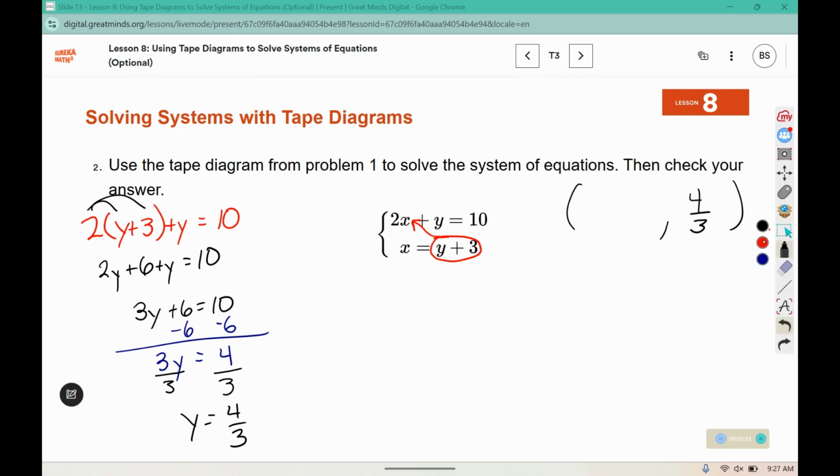And now we need to plug the y value back into one of these equations. So I have x equals 4/3 plus 3. Well, if I was going to make that out of 3, it's currently out of 1. So I need to multiply the top and bottom by 3 to turn it into the same common denominator. 3 times 3 is 9. 1 times 3 is 3. 4/3 plus 9/3 makes 13/3.